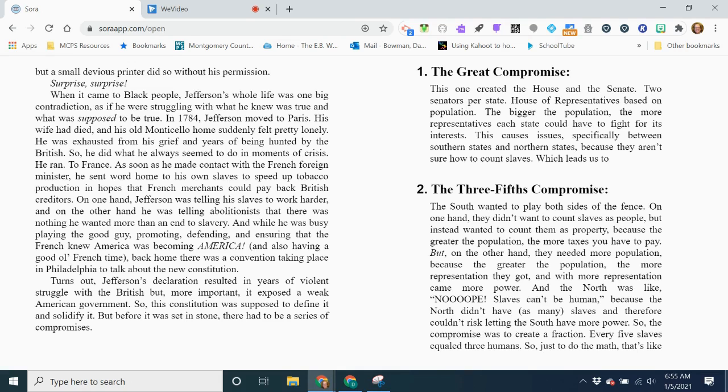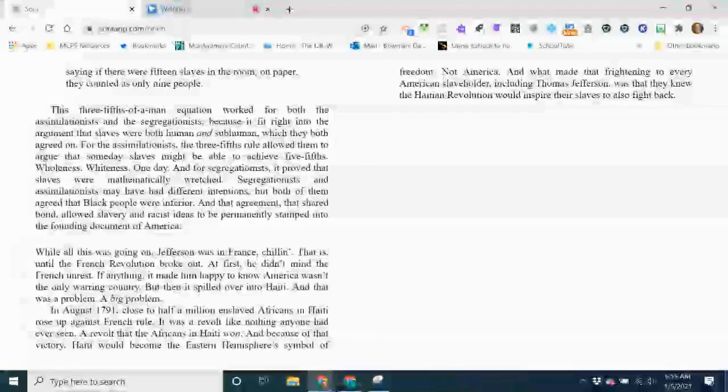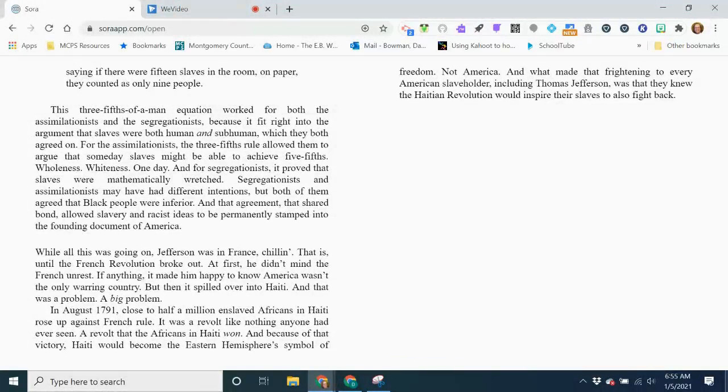And the North was like, nope, slaves can't be human, because the North didn't have as many slaves, and therefore couldn't risk letting the South have more power. So the compromise was to create a fraction. Every 5 slaves equaled 3 humans. So just to do the math, that's like saying if there were 15 slaves in one room, on paper, they counted as only 9 people.